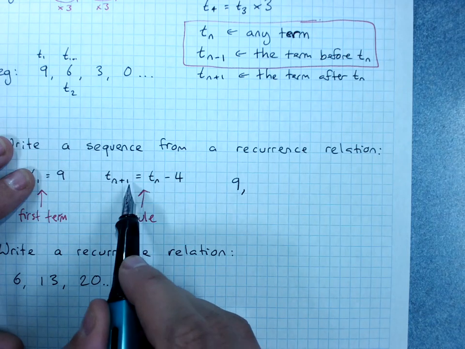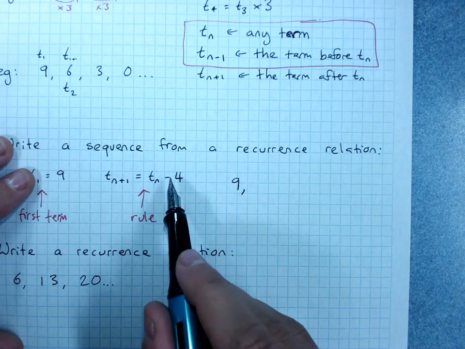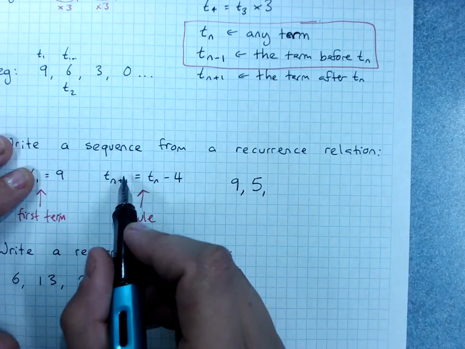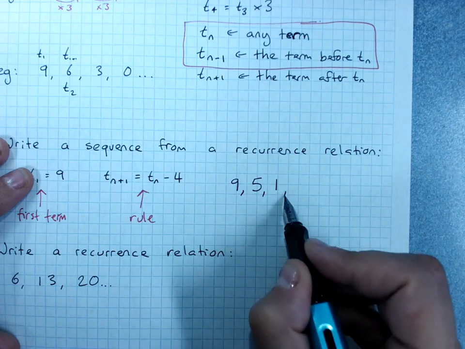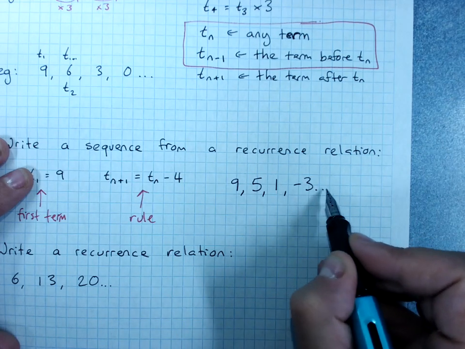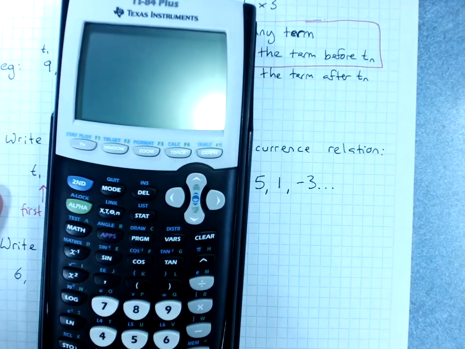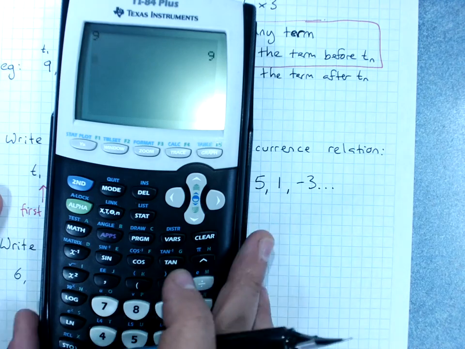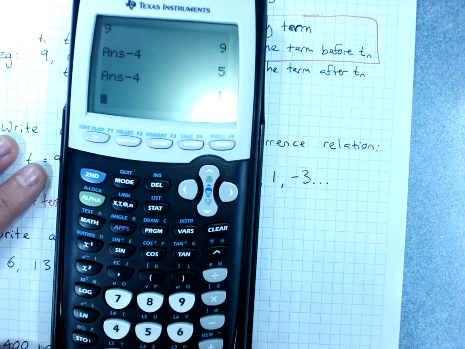To get the next term, use the previous term. So this is our previous term. Take away 4 from it, I've got 5. To get the next term, take away 4 from it, I've got 1. To get the next term, take away 4, and so on. Remember, you can also do that on your calculator. 9 and hit enter. Then take away 4, hit enter, hit enter, hit enter. You can keep going for ages very easily.